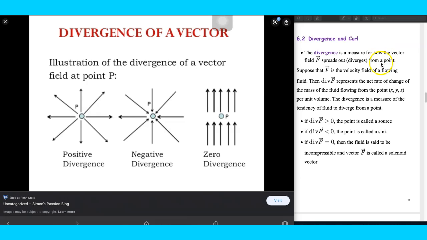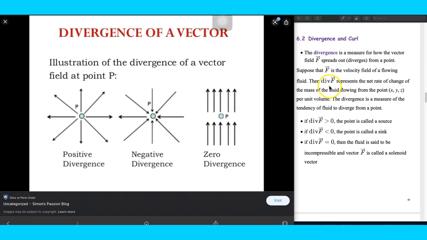So what is actually divergence? What is the physical meaning of divergence? Once you have done the calculation, you will get a value. This value is a measure of how the vector field spreads out or diverges from a point. Suppose that the vector field F is the velocity field of a flowing fluid, the fluid flow.